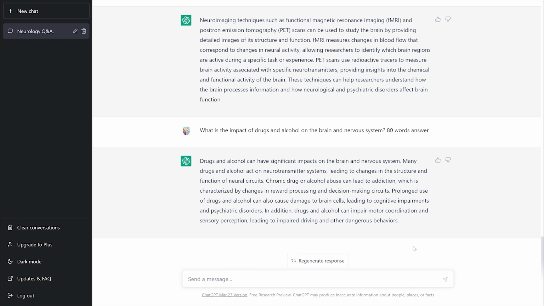Actually, yeah, that's right. Like alcohol and drugs are addictive. Yeah, it's gonna affect the neural pathways. Okay, and yeah, prolonged use of drugs and alcohol can also cause damage to the brain cells, right? Leading to cognitive impairment and psychiatric disorders. In addition, drugs and alcohol can impair motor coordination and sensory perception, leading to impaired driving and other dangerous behaviors.